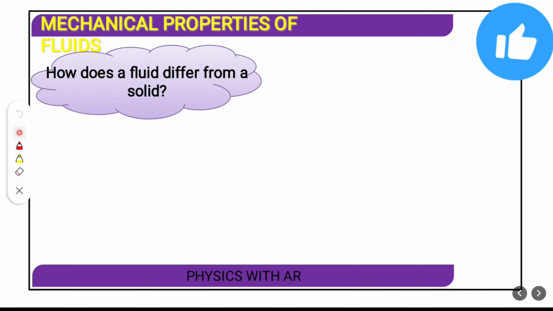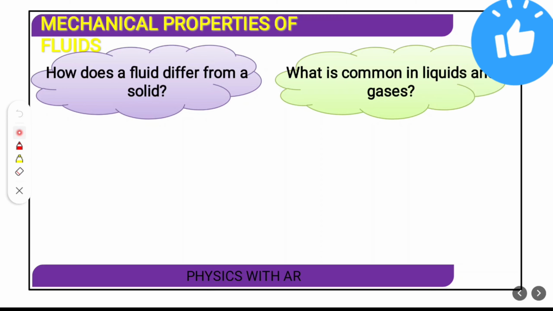So, how is a fluid different from a solid? We know that matter is made up of solids, liquids, and gases. Then, what's the difference between fluid and solid? Just now we said fluid is nothing but liquids and gases. Then, what is common in liquids and gases? The combination of liquids and gases is called fluid.